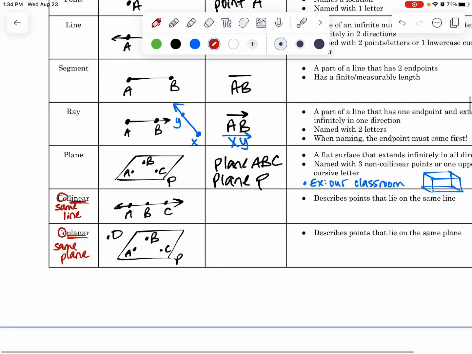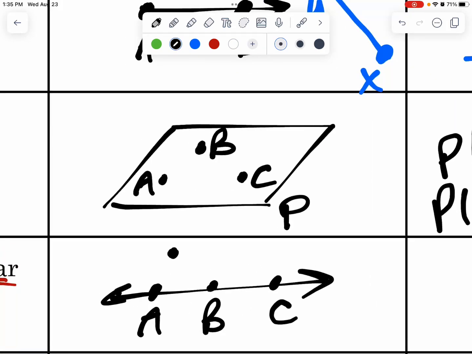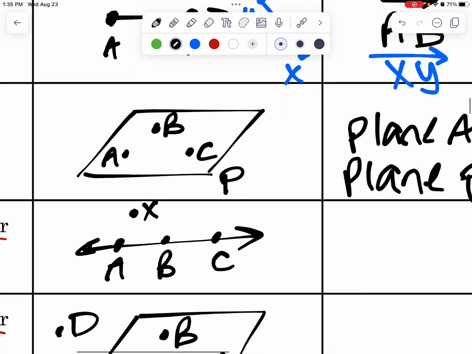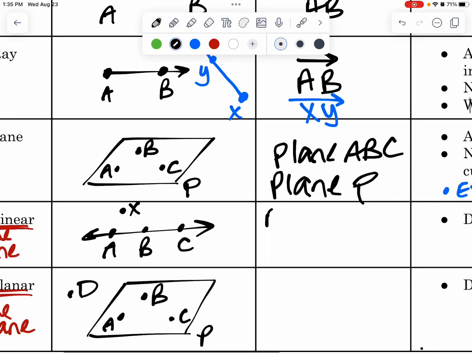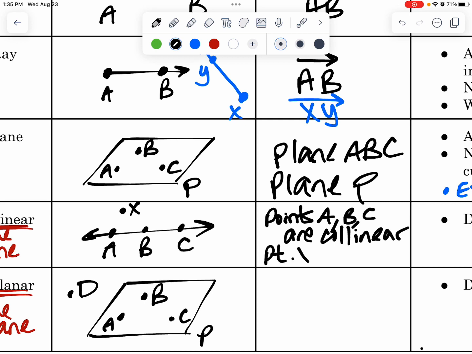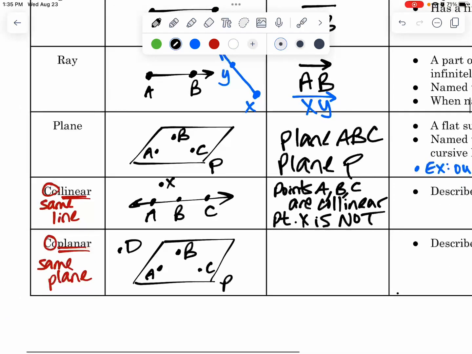All right, so let's talk about colinear first. These 3 points are all on the same line. If I had a different point that was not on that line, like point X out here, I would write to myself points A, B, and C are colinear. Point X is not.